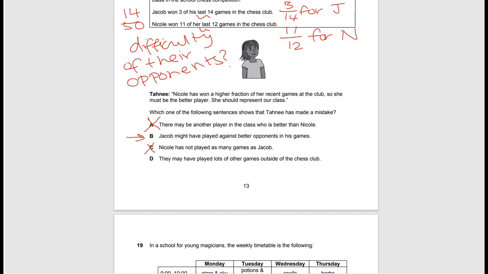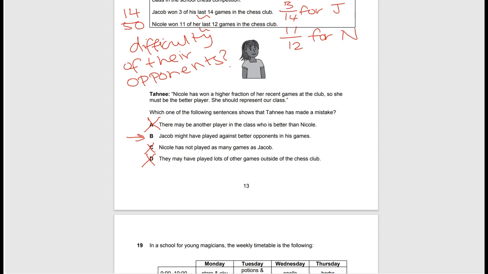They may have played lots of other games outside of the chess club. This is true. Both of these players, Jacob and Nicole, may have played games outside of the chess club, but without knowing whether they played well or poorly in these outside clubs, we can't do anything with this statement. It needs to be related to this club. So option B says Jacob might have played against better opponents.